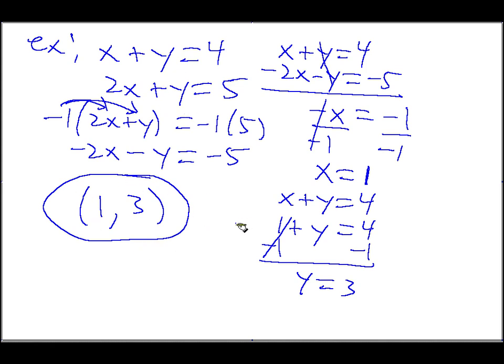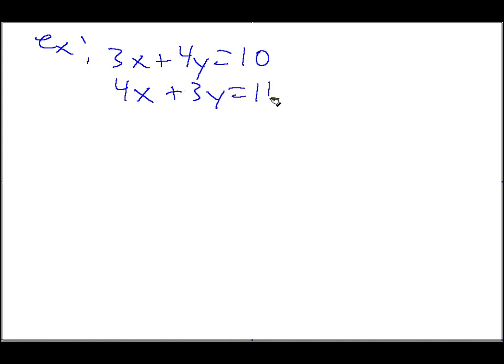Okay? So let's go ahead and try another example. Let's look at this one here. Now let's look at 3x plus 4y is equal to 10. All right? And 4x plus 3y is equal to 11 this time. Now in this situation, let's say I want to cancel out the y's again. Again, you can choose to cancel the x's if you like.